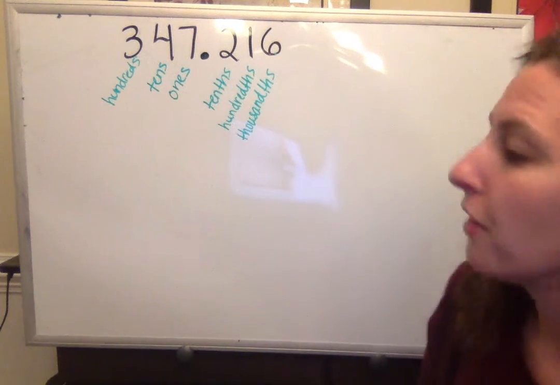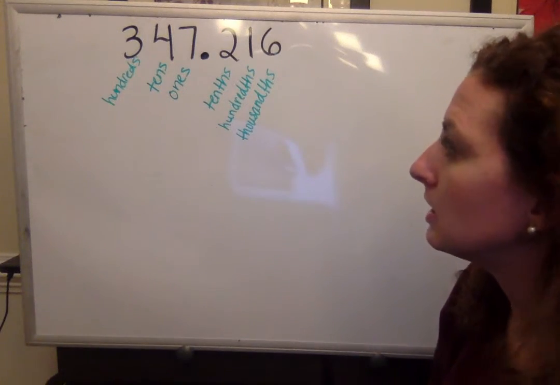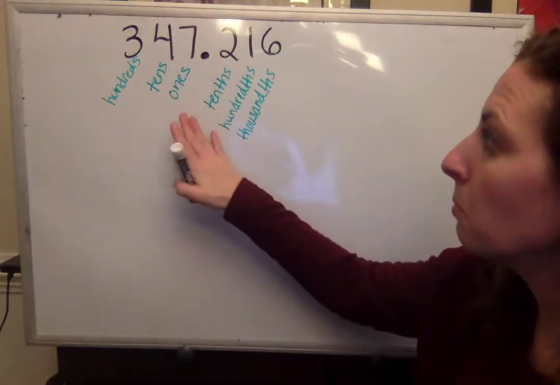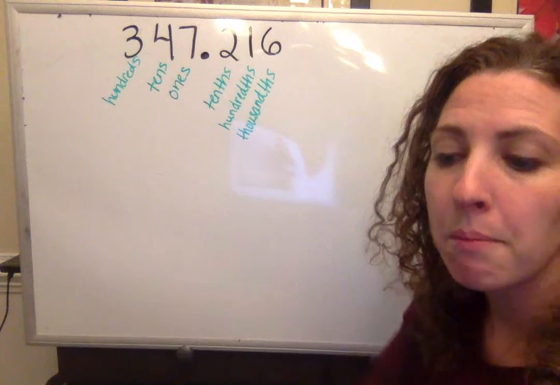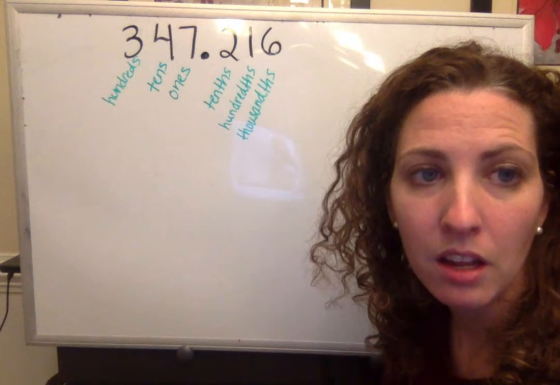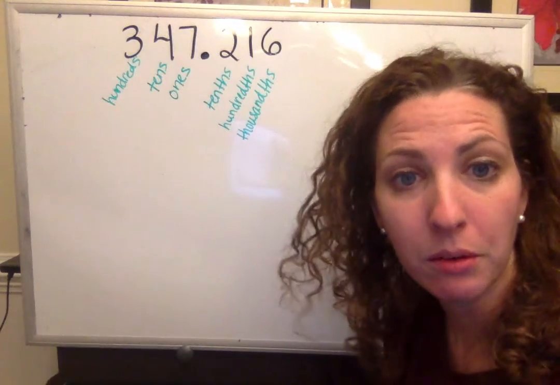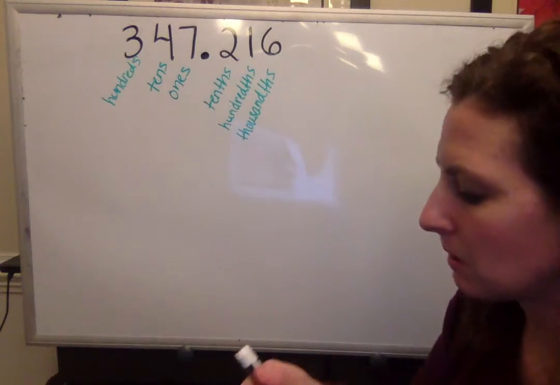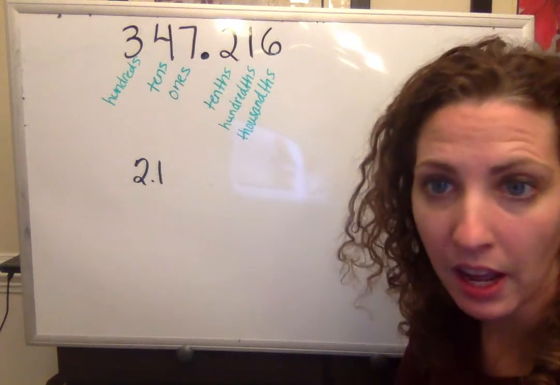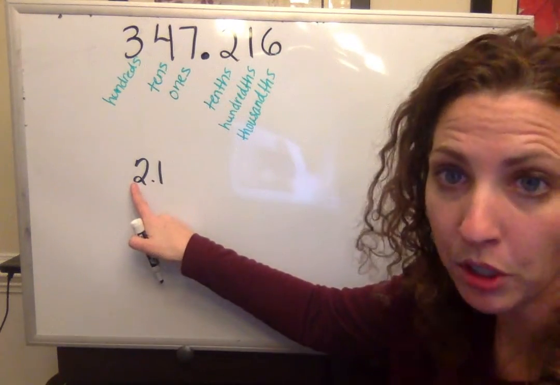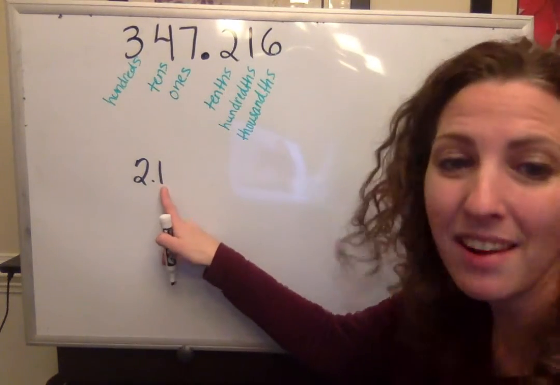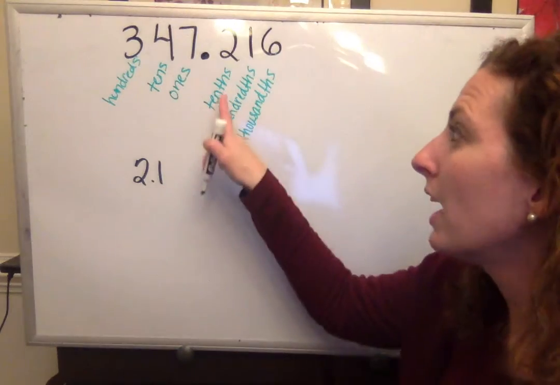So the first thing I want to talk about is word form, okay? So you know your place value here, you'll have your chart up, but when I say that I want decimals written in word form, I'm going to remind you how to do that, okay? So let's say my decimal was 2.1, okay? I'm going to read that, and I'm going to know that my 2 is my whole number, and it's in my ones column. And I've got one number after the decimal point, so that's going to be my tenths.